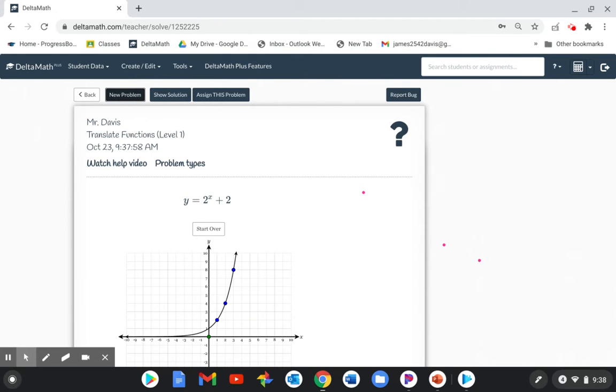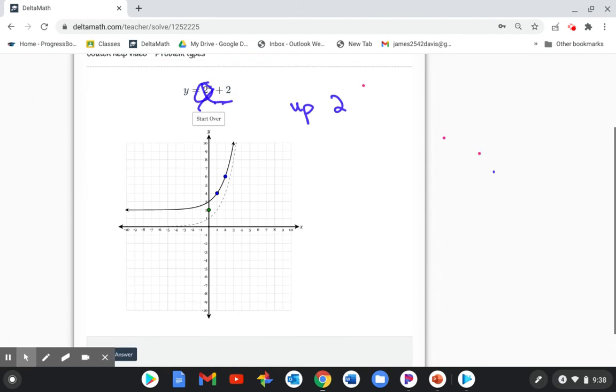Okay, this next one, this wasn't one of the parent functions we necessarily learned. This is called the base exponential function, 2 to the x. It doesn't really matter that you know that. The big thing we're going to focus on is that +2 on the outside. So it's outside, which means it's going to be up 2. So all we're going to do is click this green one, move it up 2 spaces. So every point gets shifted up 2. And then submit that.